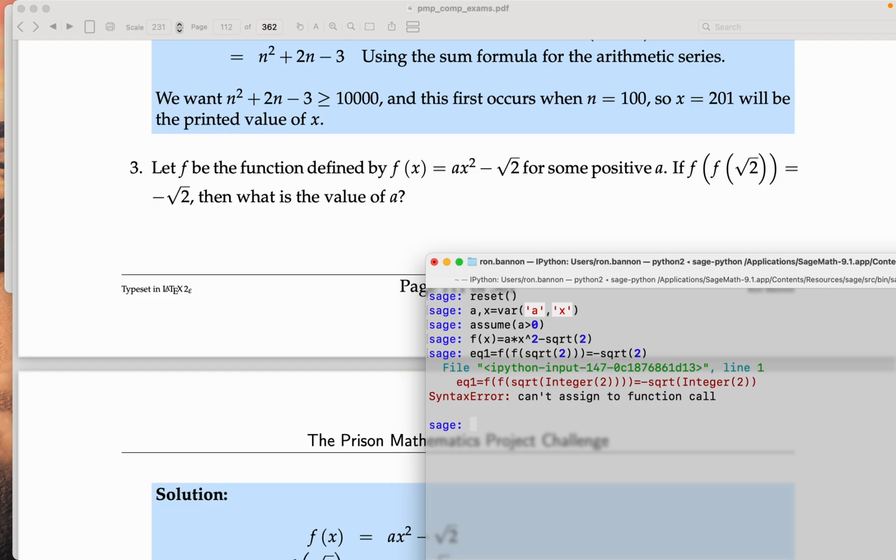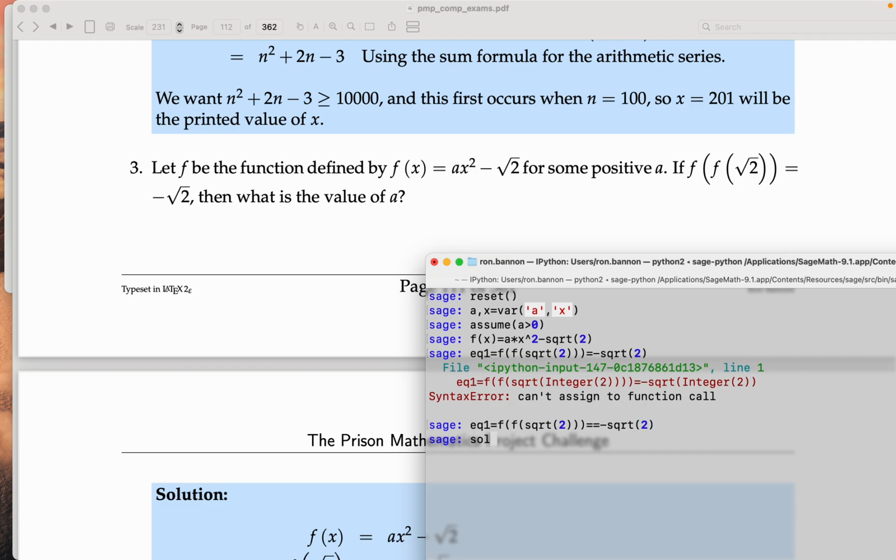So I'm going to do that again. Equation 1 is equal to f of square root, right? SQRT 2 equals, I know what I did wrong. I put in one equal sign down. It's two equal signs for equality. Minus the square root, SQRT of 2. Let's see how that goes without error.